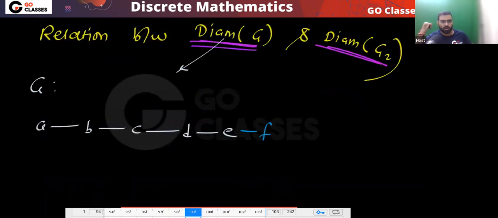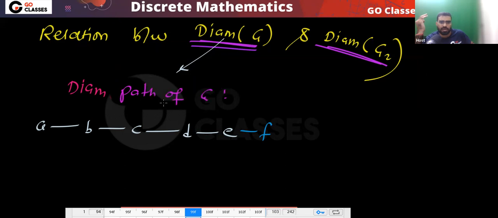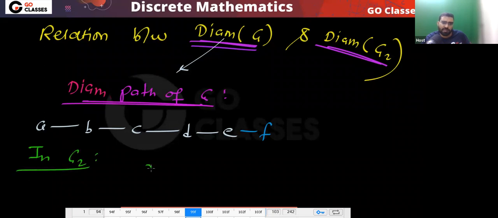Now, okay, let's see one more thing. So you can notice if this is the diameter, let's assume in G this is the diameter path of G. If this is the diameter path of G, then what will happen in G2? Then in G2, this will happen: A, B, C, D, E, F.